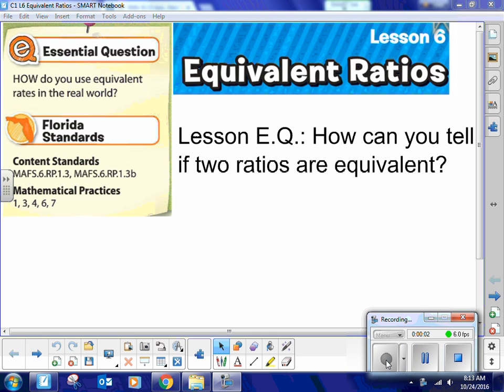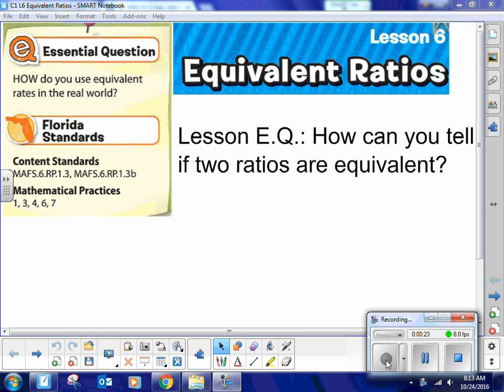This is Chapter 1, Lesson 6, Equivalent Ratios. The main chapter essential question that we've been talking about is how do you use equivalent rates in the real world? We talked about that when we were making recipes for the most part. There are some other ideas out there, and I'm sure you can come up with some of your own, and you should come up with some of your own. That's the whole point of these essential questions.